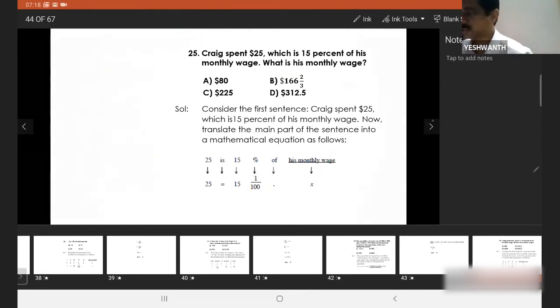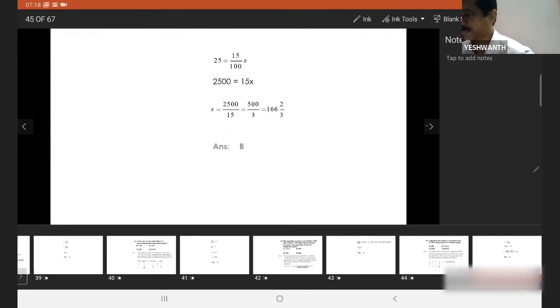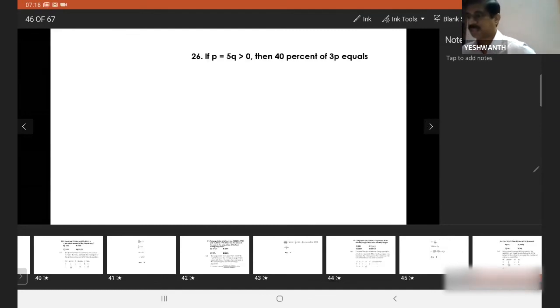So let's go to the next question now. Now P equal to 5Q, which is greater than 0. So both P and Q are greater than zero. Then 40% of 3P equals 40 by 100 of, of means multiplication, 3P equals to what?